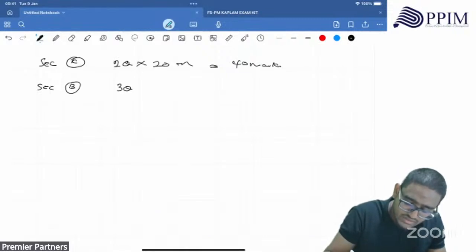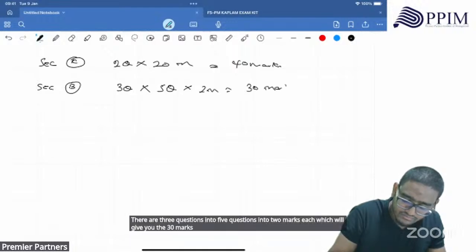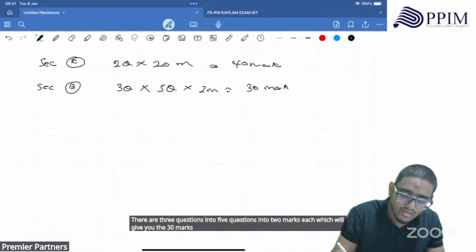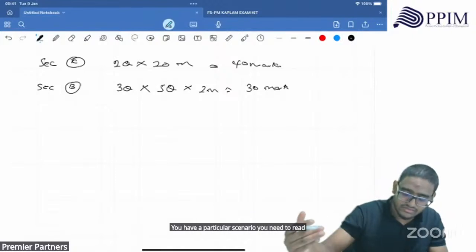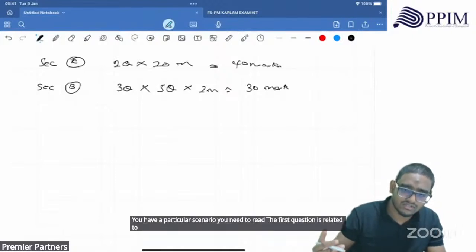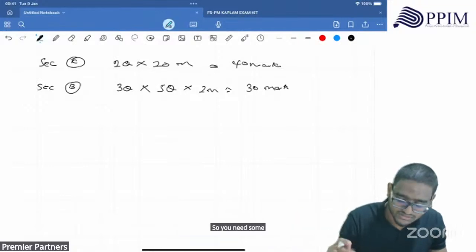There are 3 questions into 5 questions into 2 marks each, which will give you the 30 marks. So in this case, you have a particular scenario you need to read. The first question is related to the second question, to the third question, to the fourth, to the fifth. So you need some time to do those workings also.